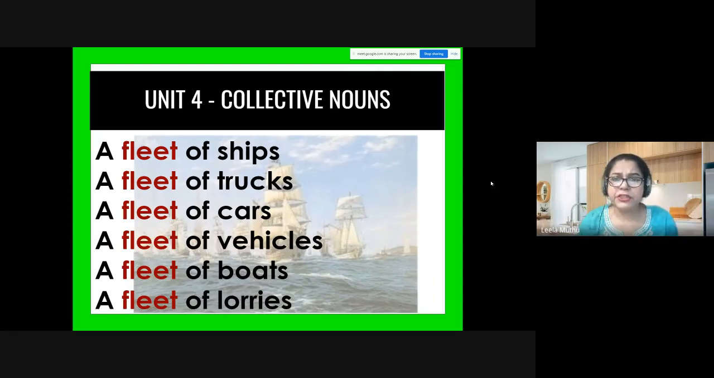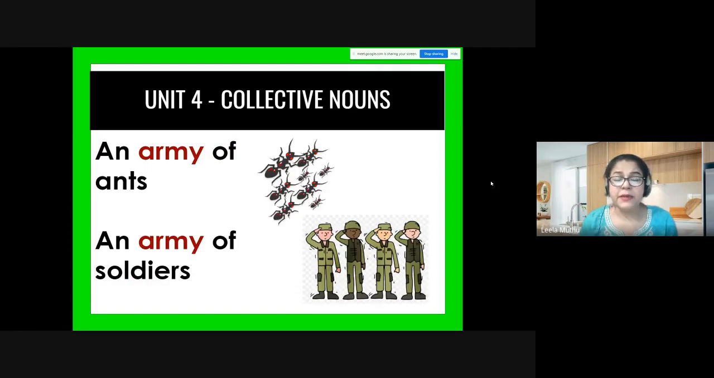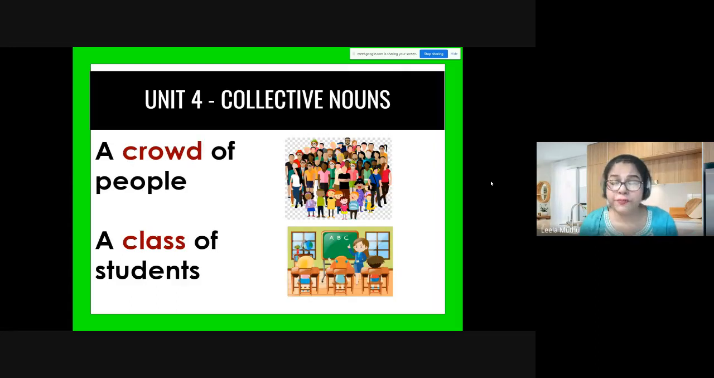Okay, a fleet of ships, a fleet of trucks, a fleet of cars, a fleet of vehicles, a fleet of boats, a fleet of lorries. Lorries are like trucks. Okay, then an army of ants. But there's another word for a collection of ants, and that is a colony of ants. Okay, then an army of soldiers, a crowd of people.